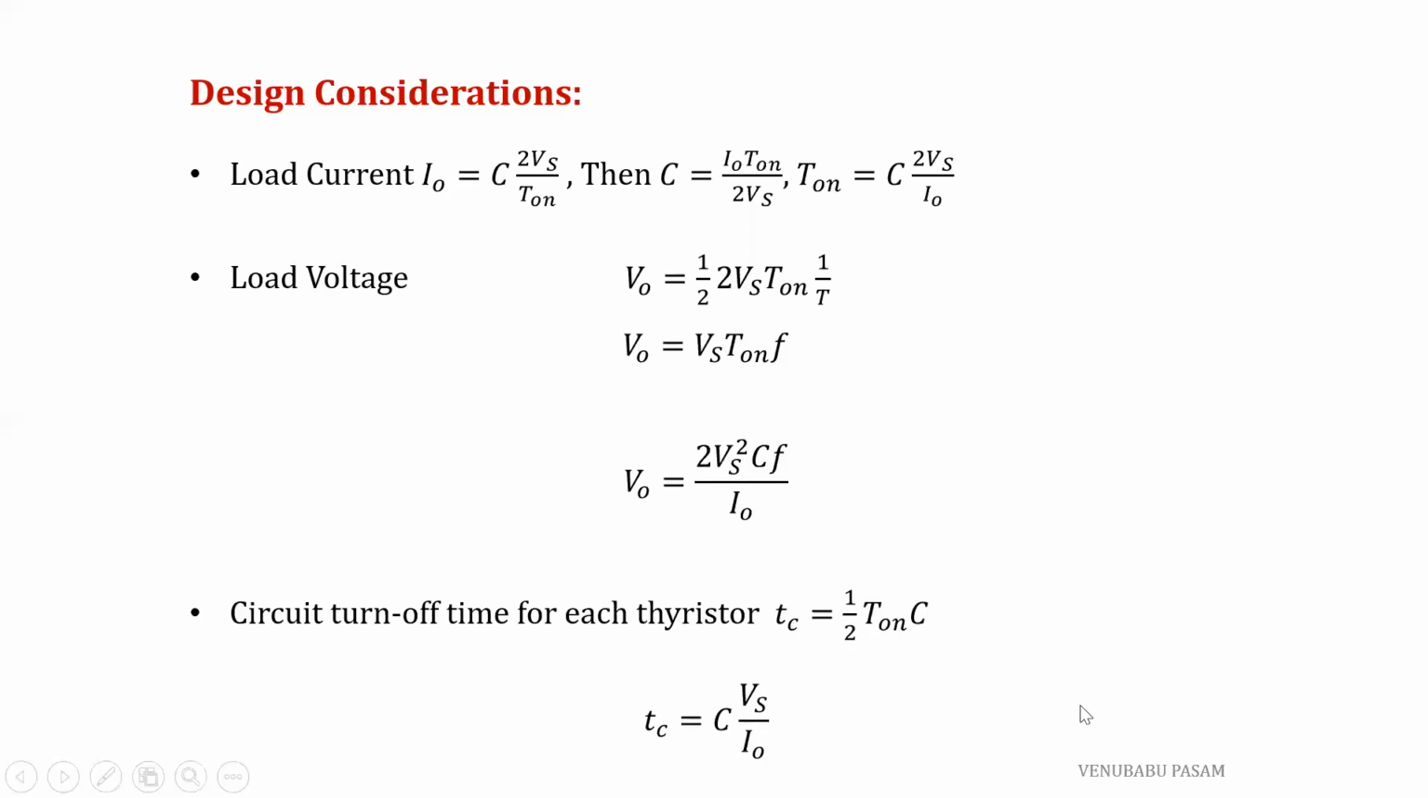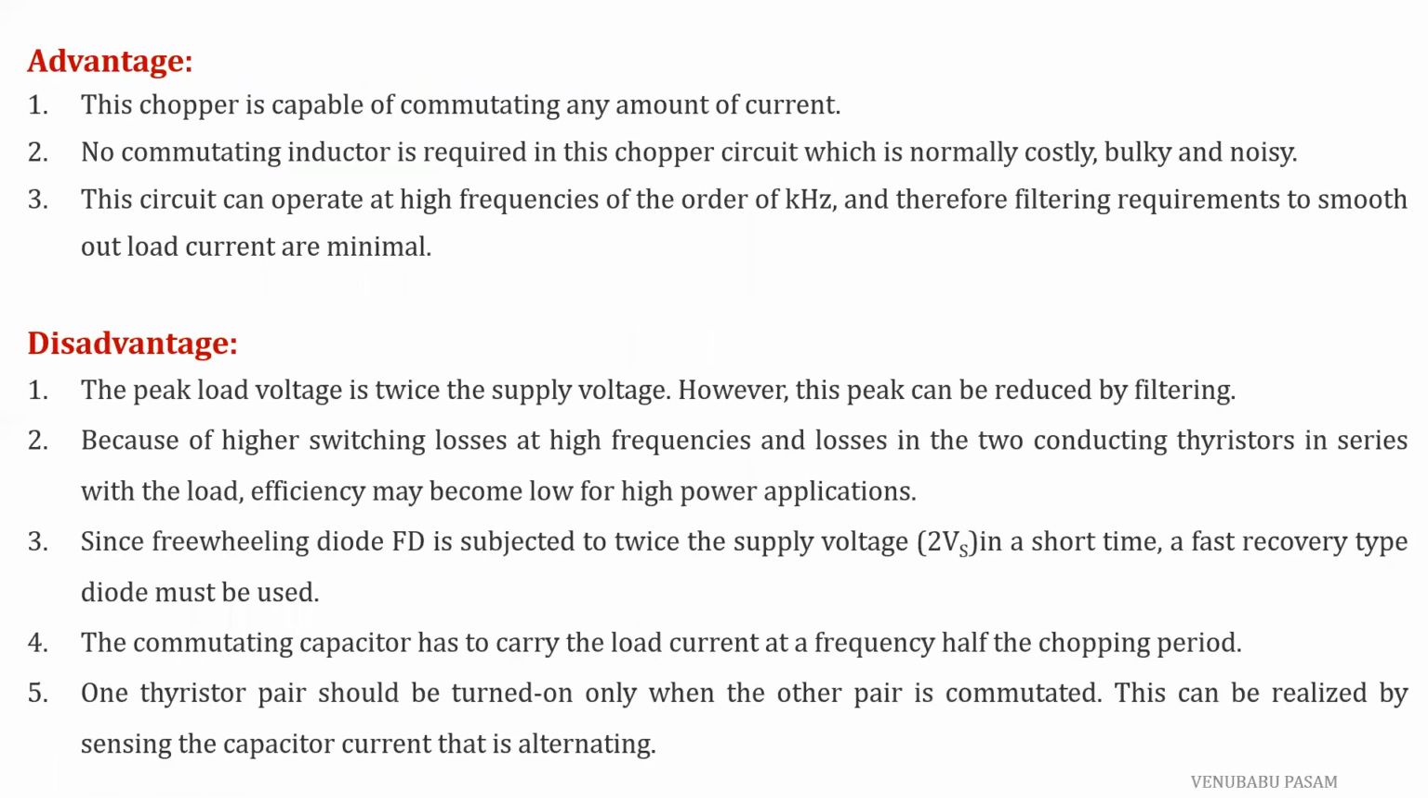Now coming to the advantages and disadvantages of the load commutated chopper circuit. The advantages are: it is capable of commutating any amount of current, and the chopper circuit consists of no inductor, so the cost may be reduced. And one more advantage, it operates at high frequencies up to kilohertz.